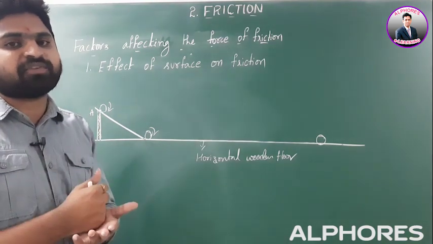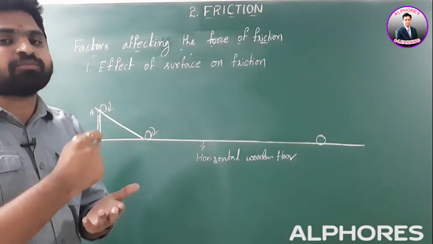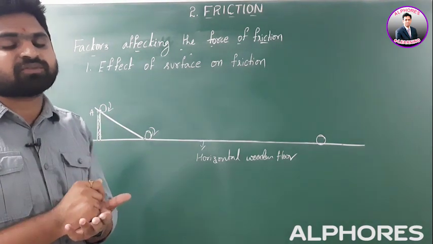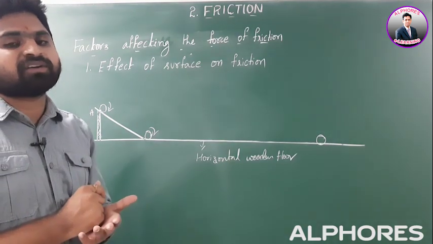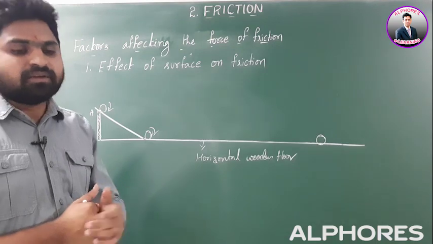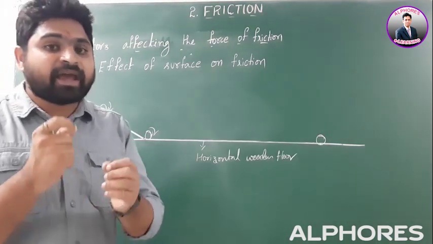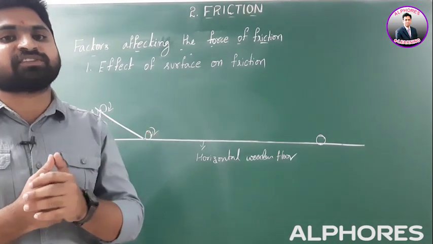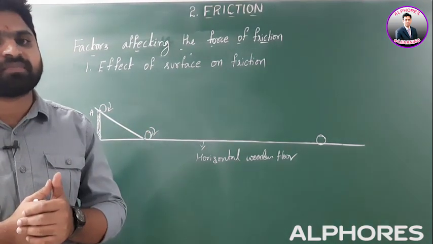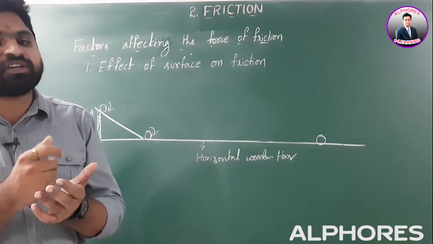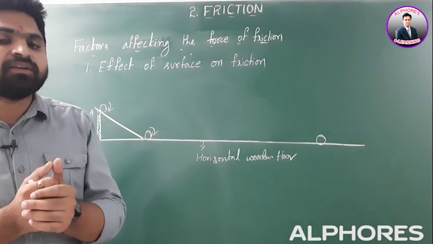Over the rough surface, the irregularities are more, the ups and downs are more. So the opposing force is more. So that's why the ball covers a short distance over the rough surfaces. Actually this frictional force arises because of the irregularities present on the two surfaces which are in contact.